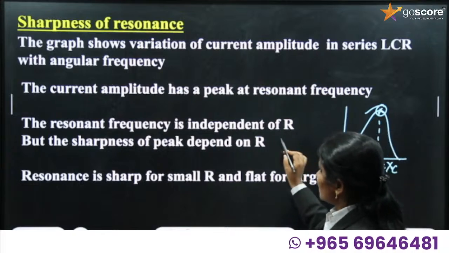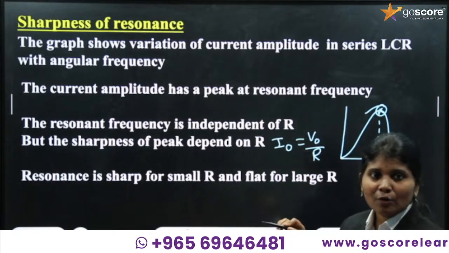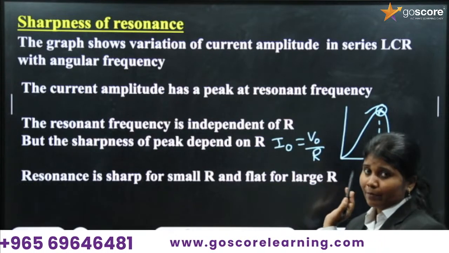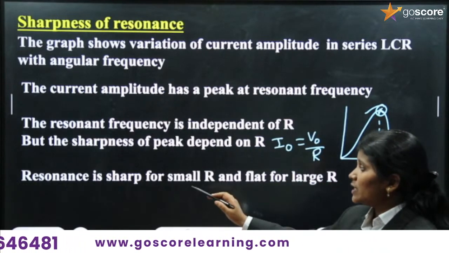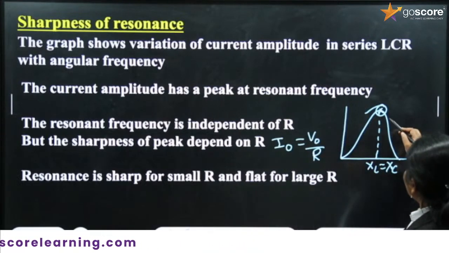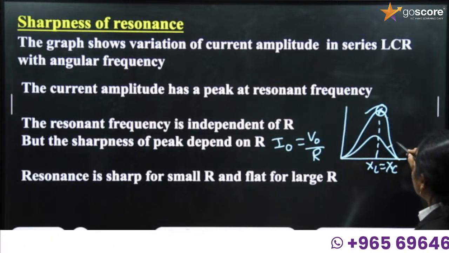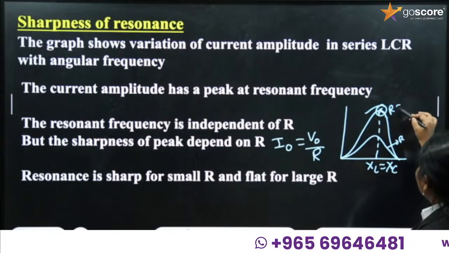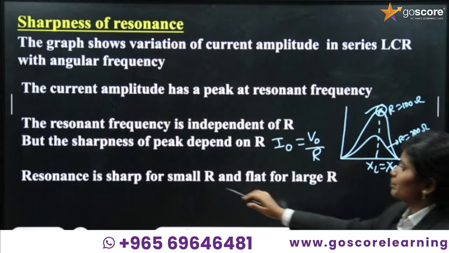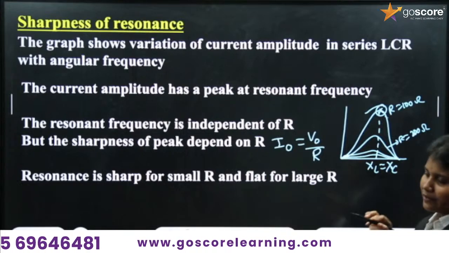Why? I naught is equal to V naught by R. Current depends upon the resistance. This sharpness depends upon the resistance, but frequency does not depend upon the resistance. Resonance is sharp for small R and flat for large R. Here R is 100 ohms, here R is 200 ohms. Here we are getting less current. As the resistance increases, the graph will be flat like this.